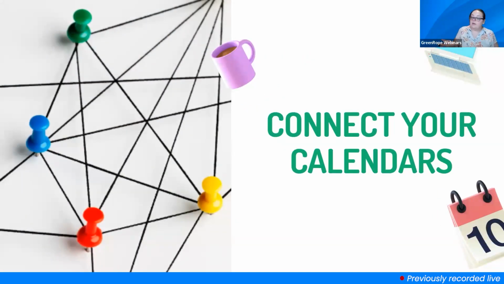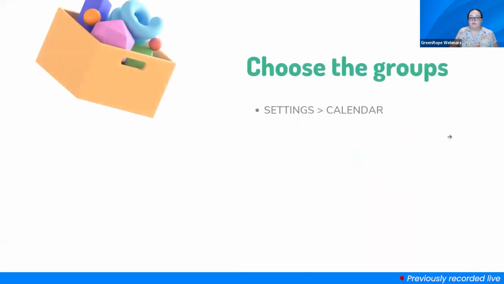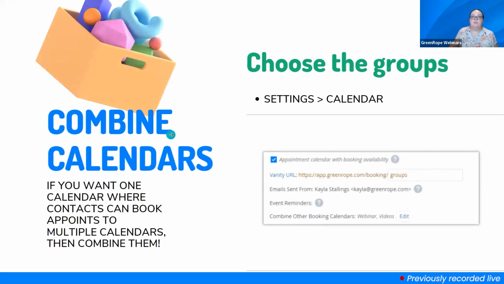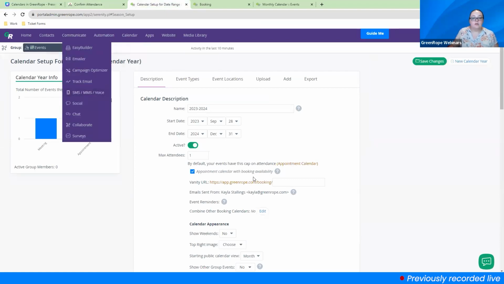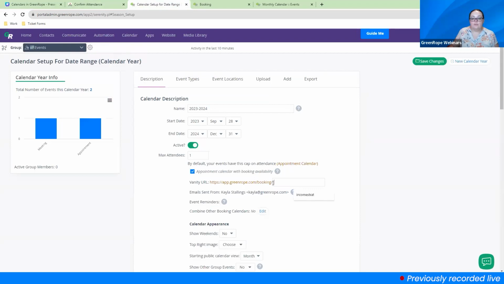A lot of you have asked about this, how we can connect our calendars. You can sync your third-party calendar, but one feature that we offer is also combining calendars. So within the group settings, within the calendar settings where we were, and I'll show you, you can say, hey, this one group that has a booking calendar in it, that booking calendar also is combined with all the other booking calendars. This will often be used for sales. It could also be used for training. This is also the vanity URL, which is a good thing to put in.